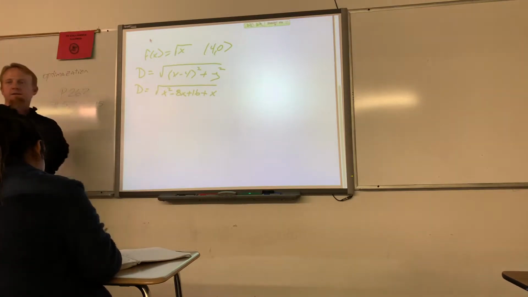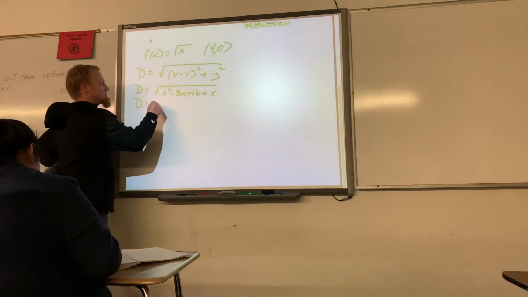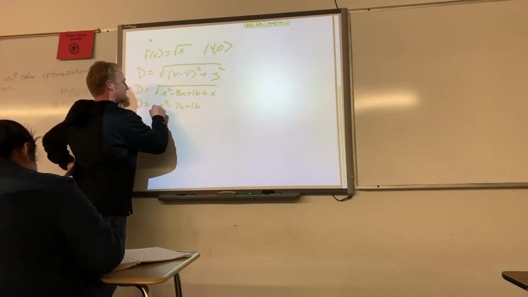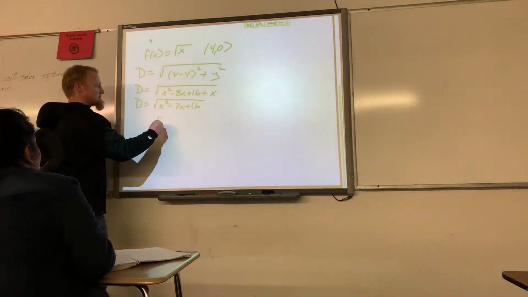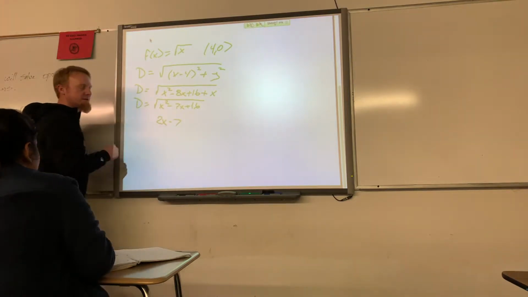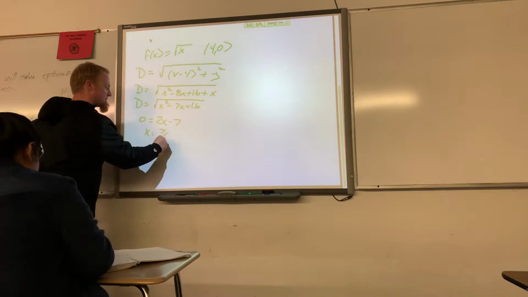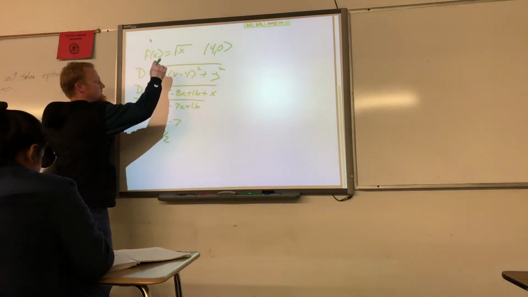Do I need to keep going? Yes. All right, now what? Just the derivative of the inside. I only need the derivative of the inside, so that's 2x minus 7. Set it equal to 0, so I get x equals 7 halves. Then what? You plug that back in to the square root of x. So plug that back in.